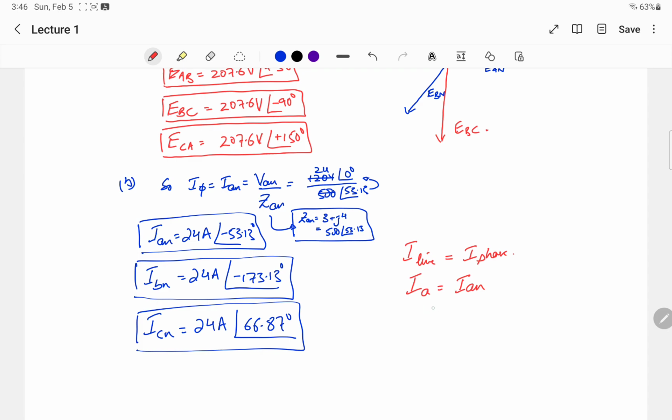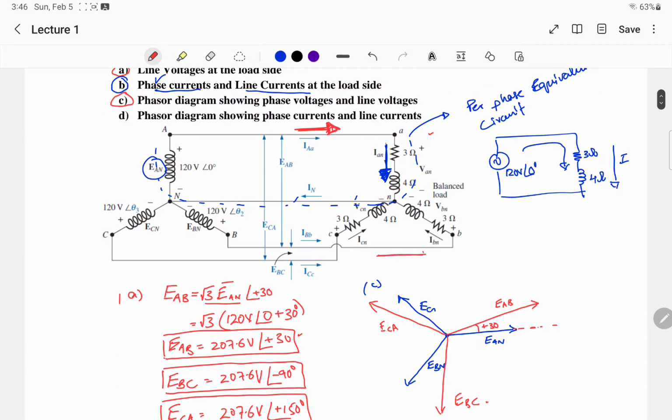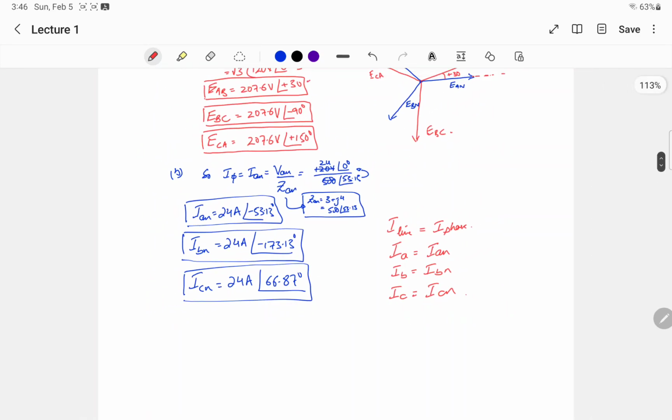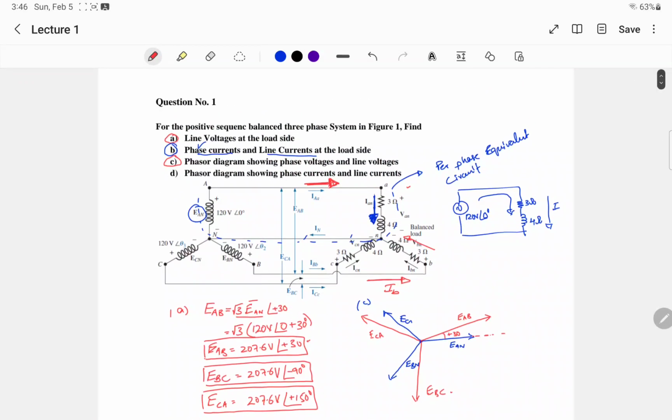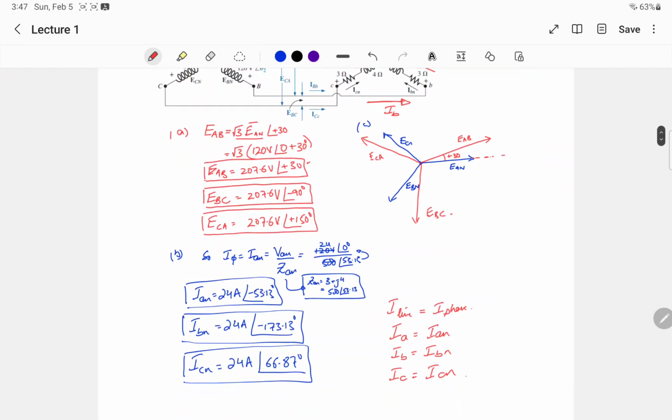But this does not mean that IA is also equals to IBN. No. IB will be equals to IBN, and IC equals to ICN. So these are the phase and the line currents. And in the last part it says phasor diagram showing phase currents and line currents.